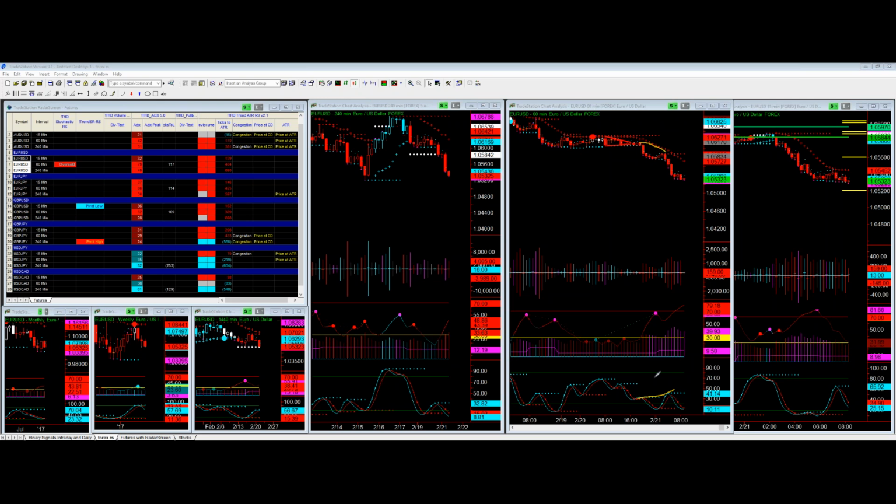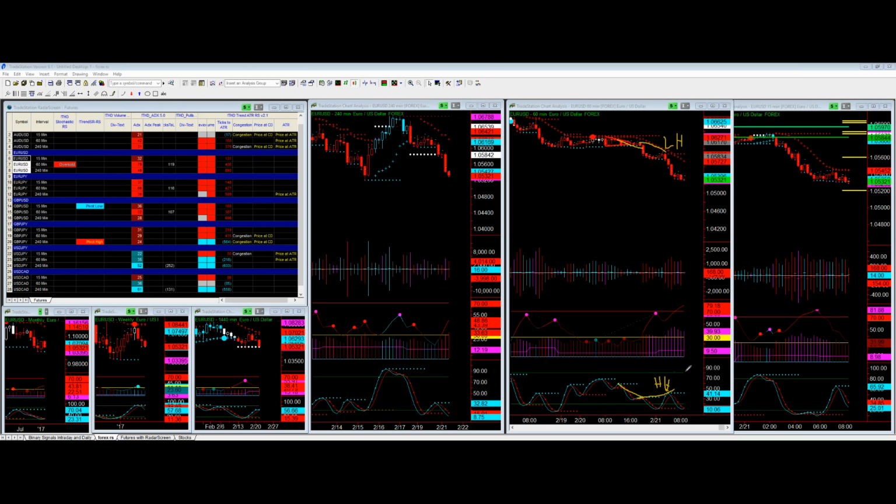Do you notice how in the stochastics, you're making higher highs? And in price, you're making lower highs? That's called hidden divergence, okay? And that is a great indication that the market was going to continue down. Okay, it should not have done that. Both of these should have followed one another. For example, here, you're making lower highs, and from here to here, you're making lower highs. That is what you would expect the market to do.